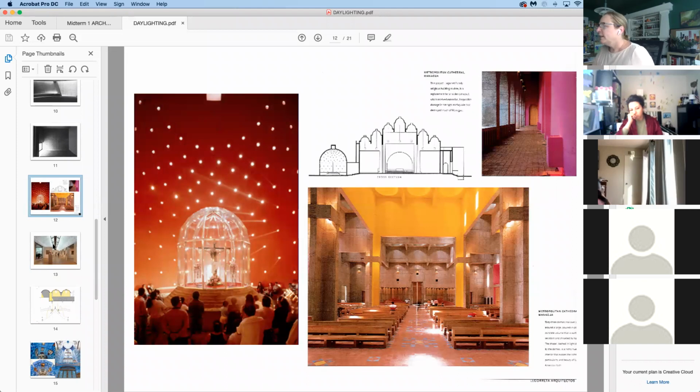Slightly more colorful. This is the cathedral in Nicaragua. The use of color, I think Legorreta is the architect. The use of color and shape and the domes and then the pinpoints of light coming in helps craft the feelings and the inspiration that you feel inside.